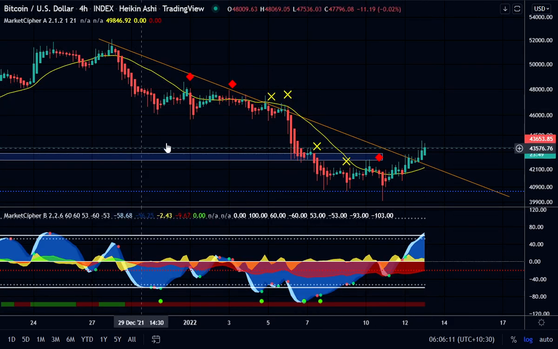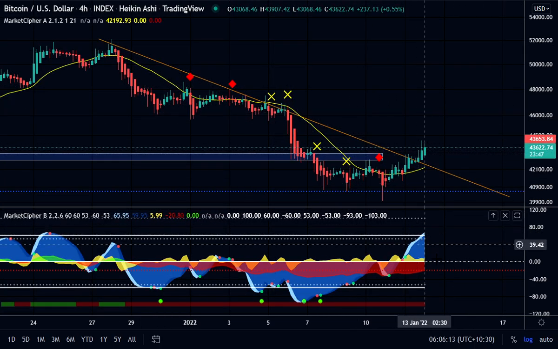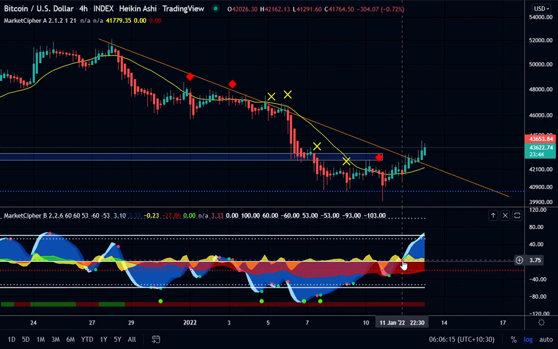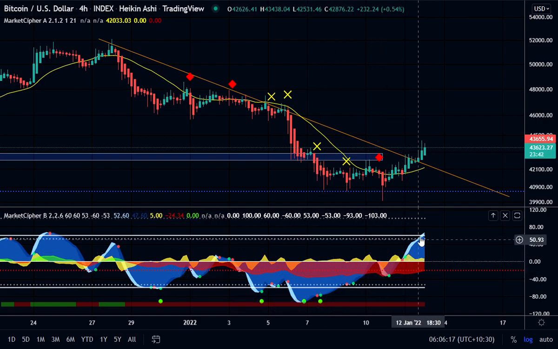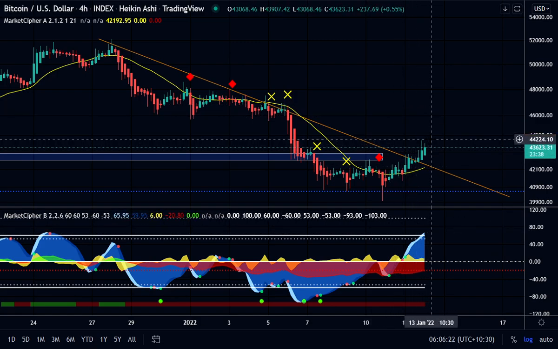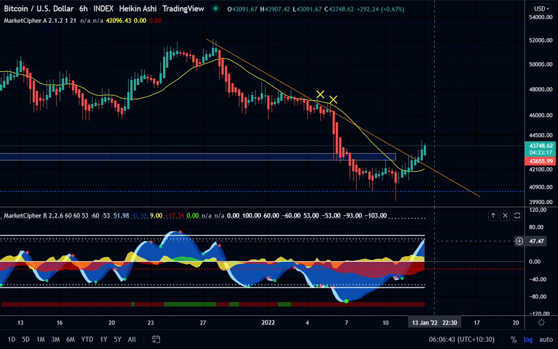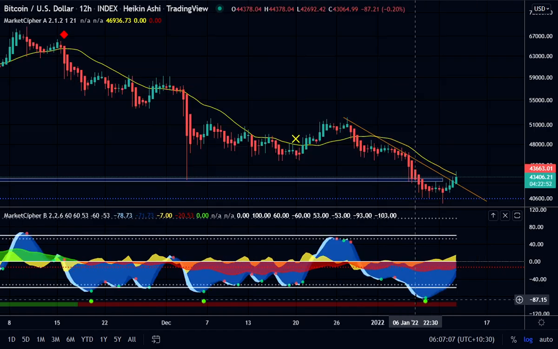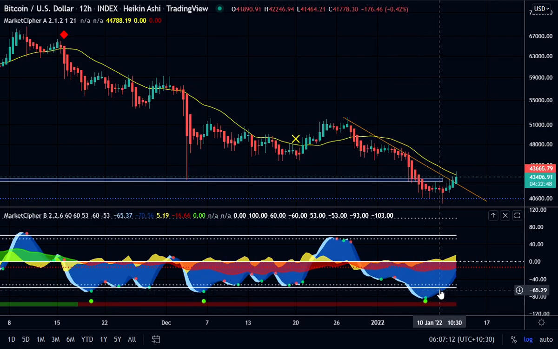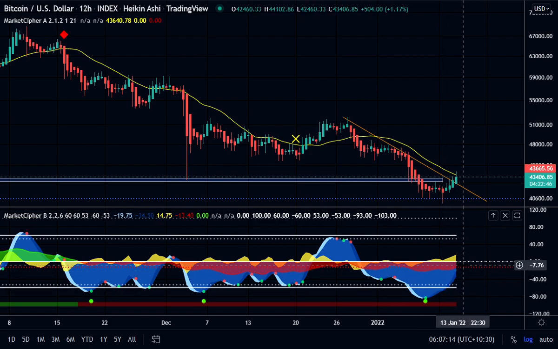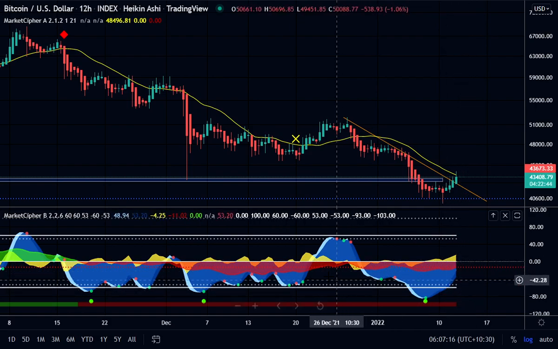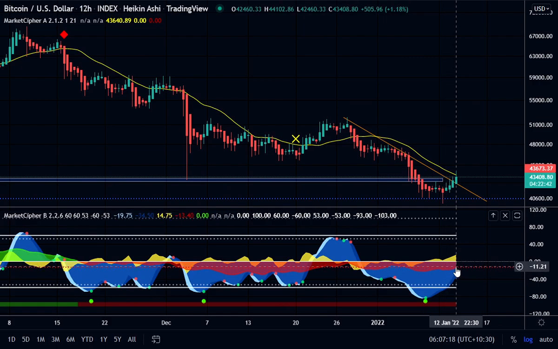And over to Market Cipher now. This is on the 4-hour time frame. We did see this blue wave get above the 0 line. It is getting quite high though, so we might be getting close to a correction. The 6-hour is also getting quite high here, but does still look like it has a bit more to go. 12-hour has been moving up here since this green dot on the 8th of January. We do see the blue wave starting to approach the 0 line. The money flow is still quite deep in the red though.